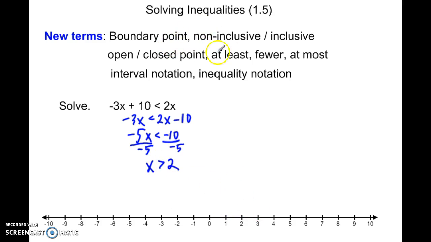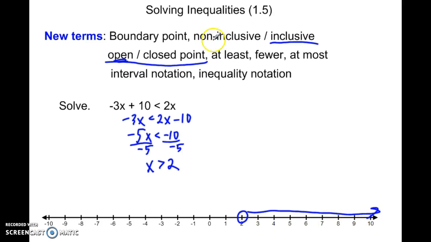So we talk about an inclusive point or closed point. The solutions x are bigger than 2. They're not equal to 2. So this is going to be an open point here, an open point at 2. The x values that are the solutions are larger than 2. So the graph looks something like that.